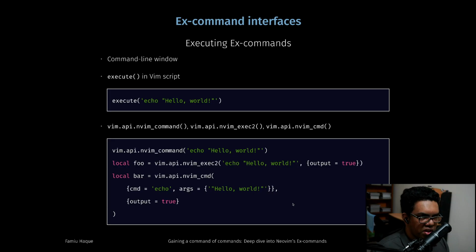And then you have interfaces for executing X commands. So how do you execute an X command? Firstly, you have the command line window, which I guess you already know. You press colon on Neovim, it opens the command line, on which you can type a command and execute it.